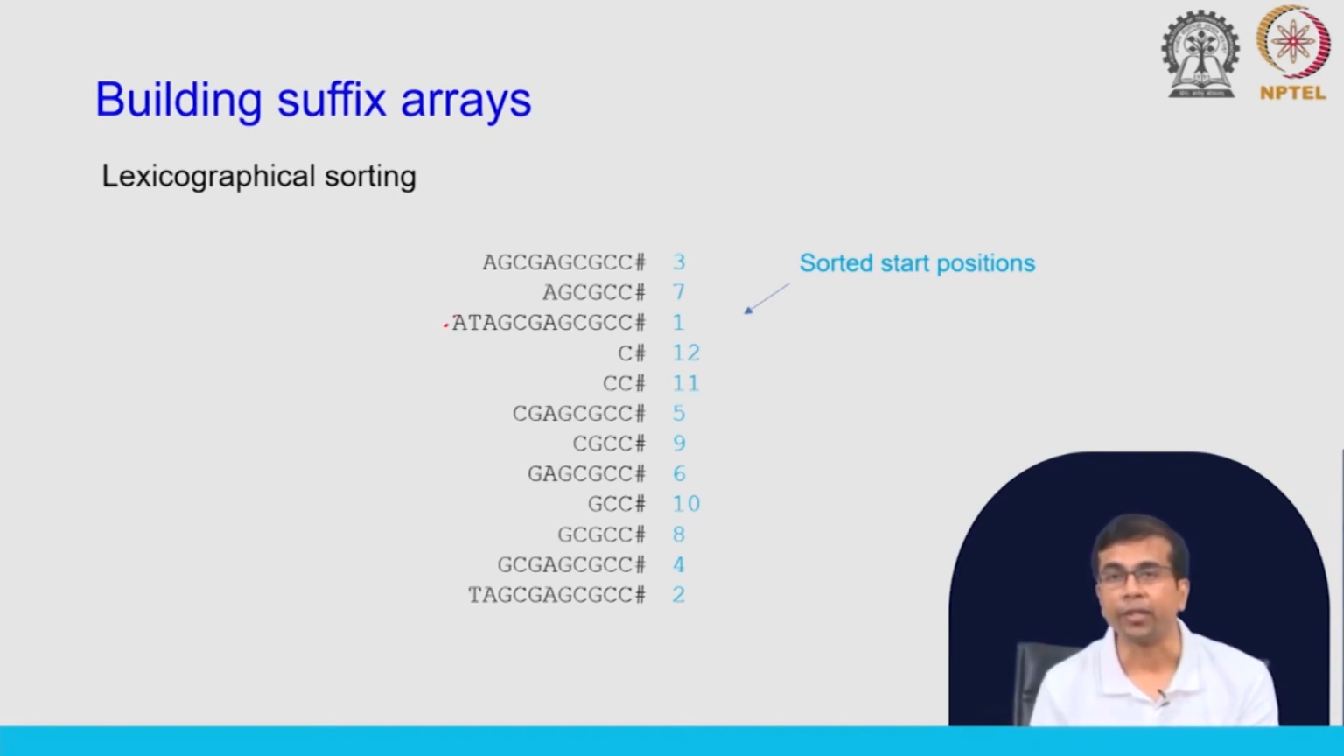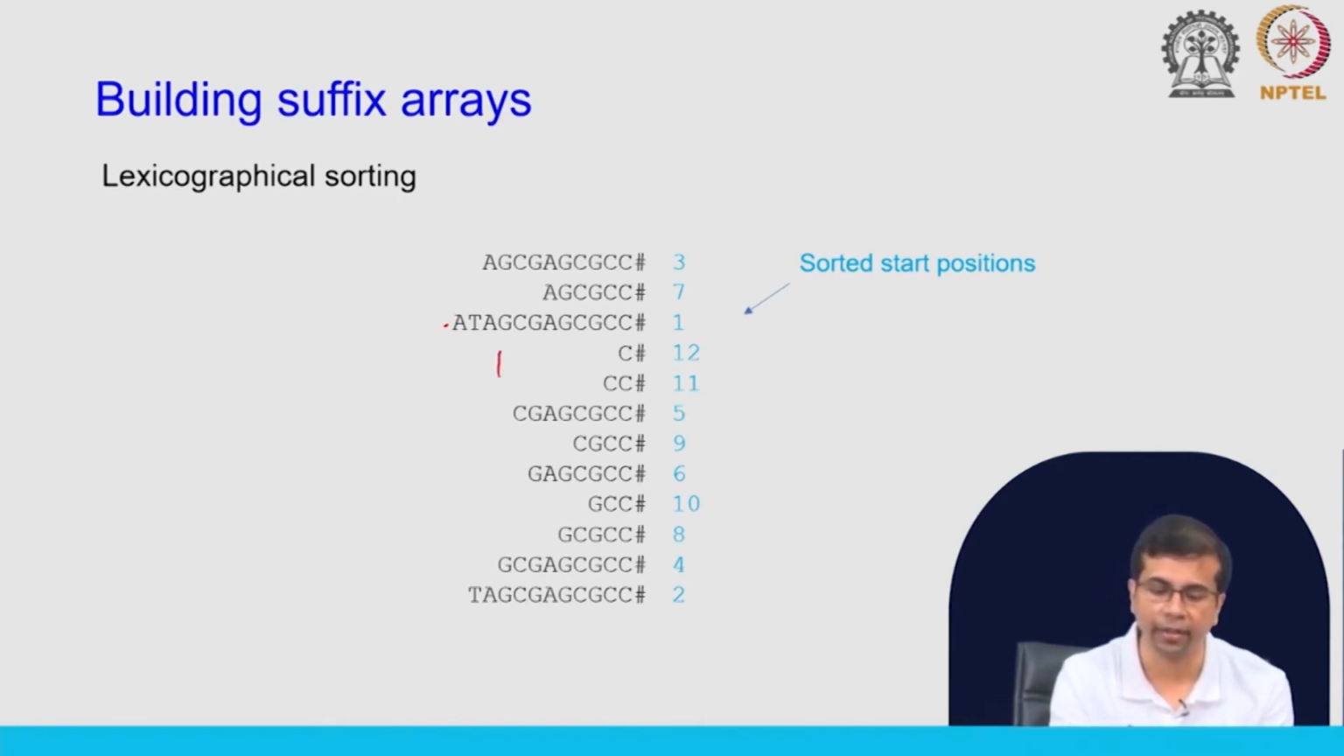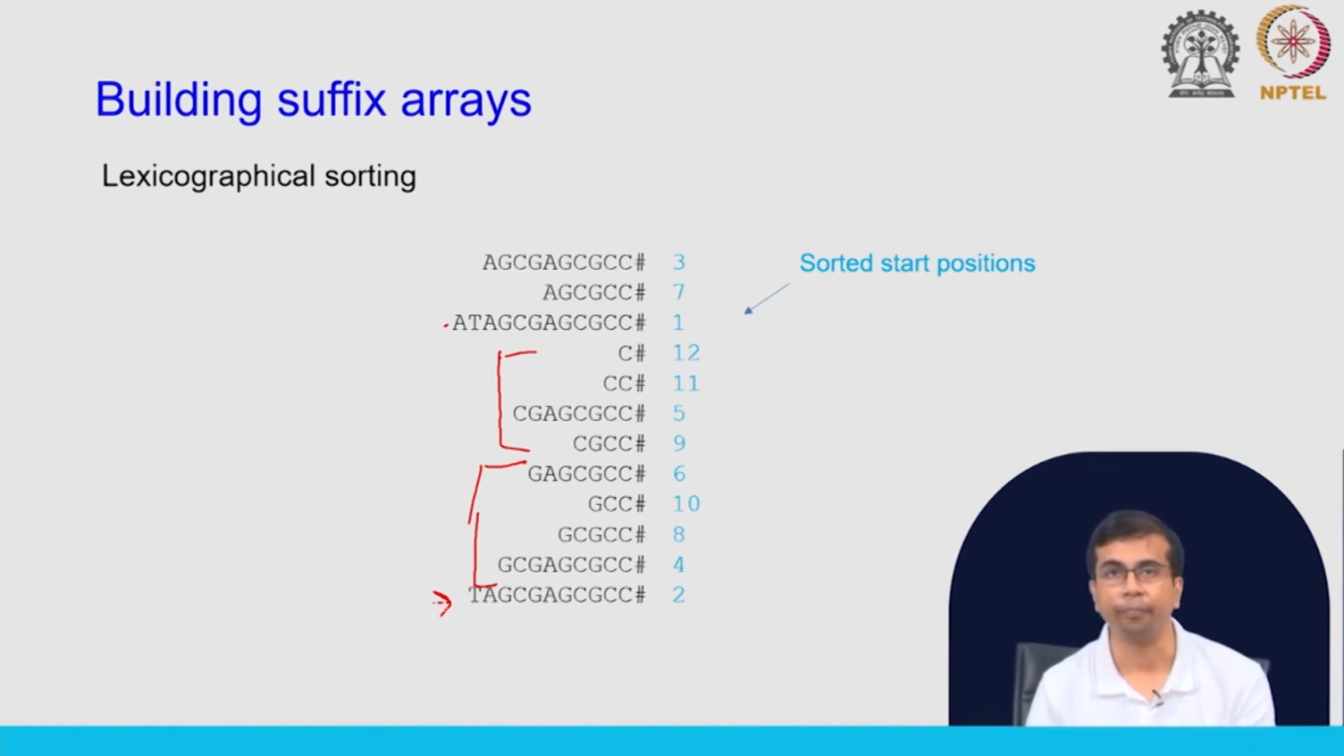We repeat this process for all the suffixes. So, after A you have the suffixes that start with C, as you can see here, and then we have the suffixes that start with G, and finally the suffix that starts with T.